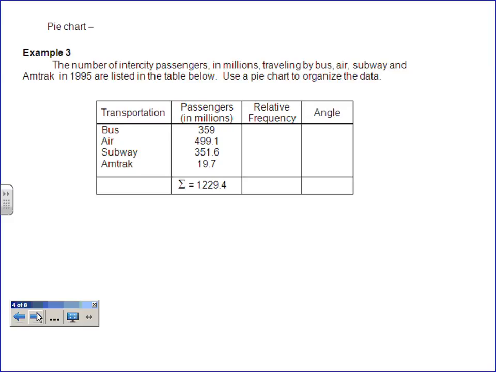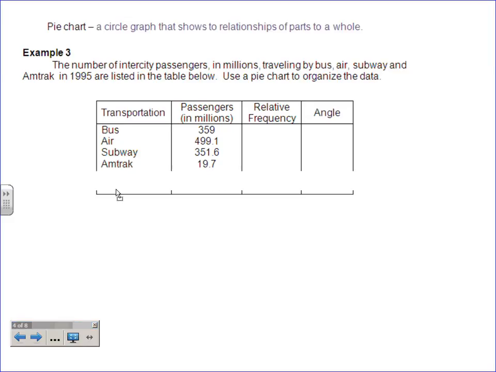All right, a pie chart. Funny enough, just last week another teacher was coming in talking about these and how to make them. It's a circle graph, obviously, that shows the relationships of parts to a whole. Obviously, the entire circle is the whole.